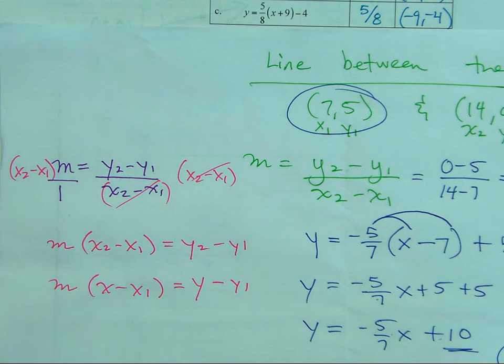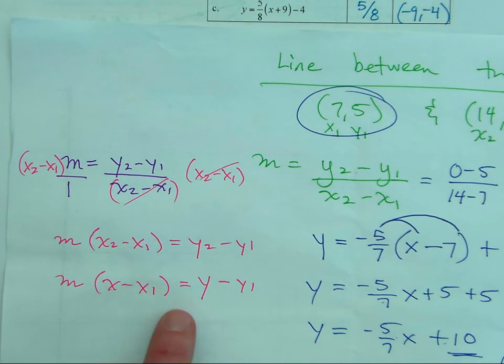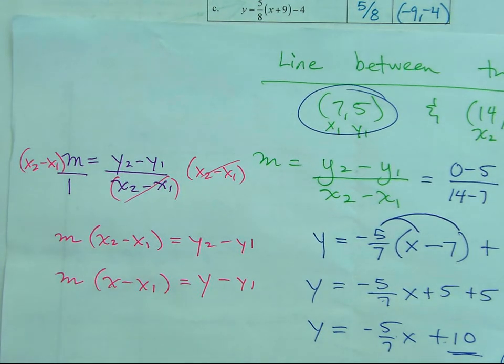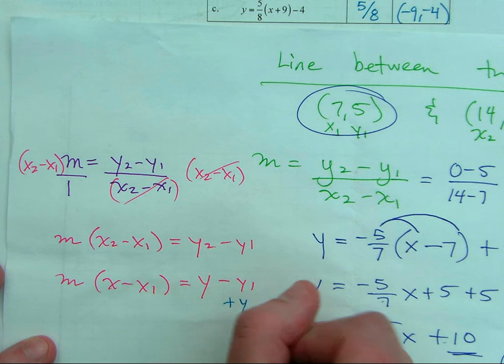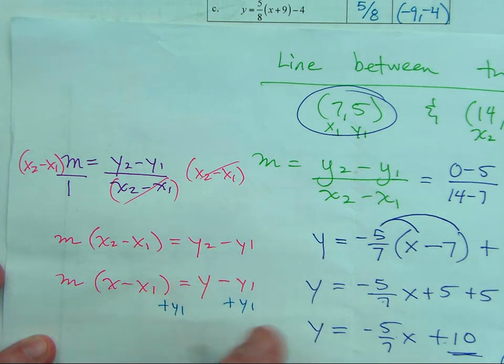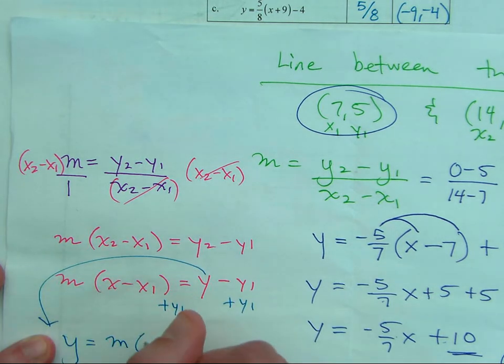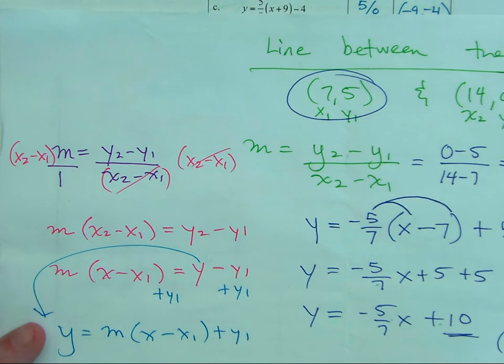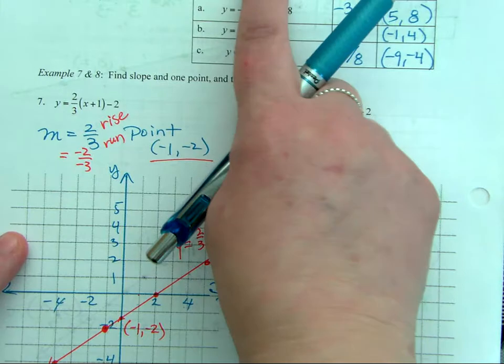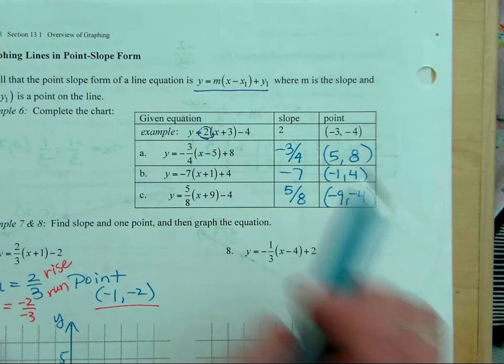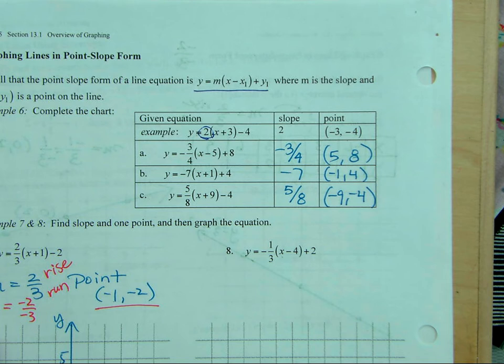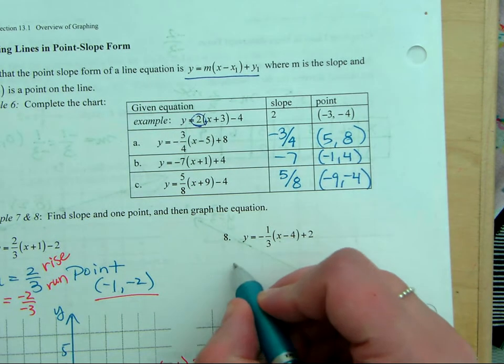Well, how can I get y by itself? What would you have to do? I could add the y1 to both sides. So I get y equals m times x minus x1 plus y1. That's the point slope form. So all we did was take the slope formula, rearrange it, and get this point slope form, which is where that negative sign comes from. Okay?